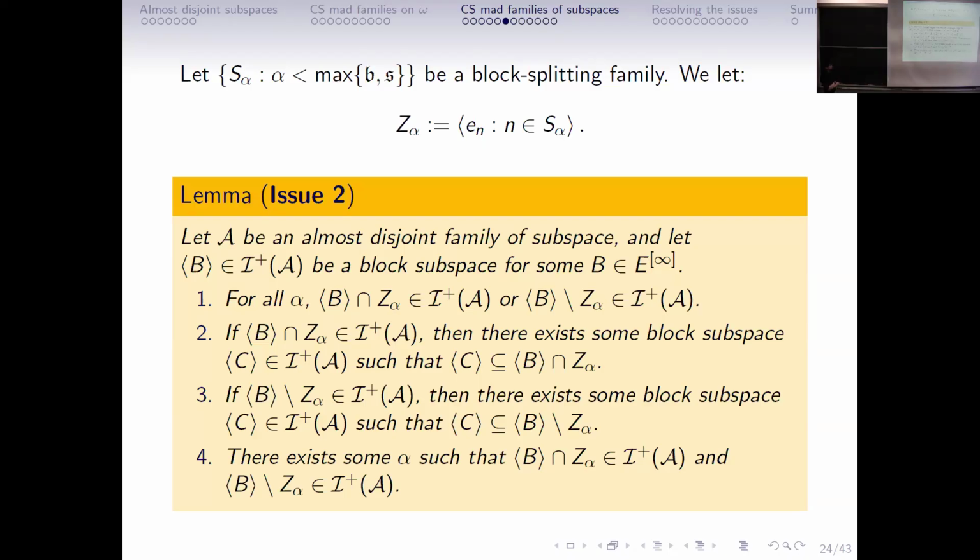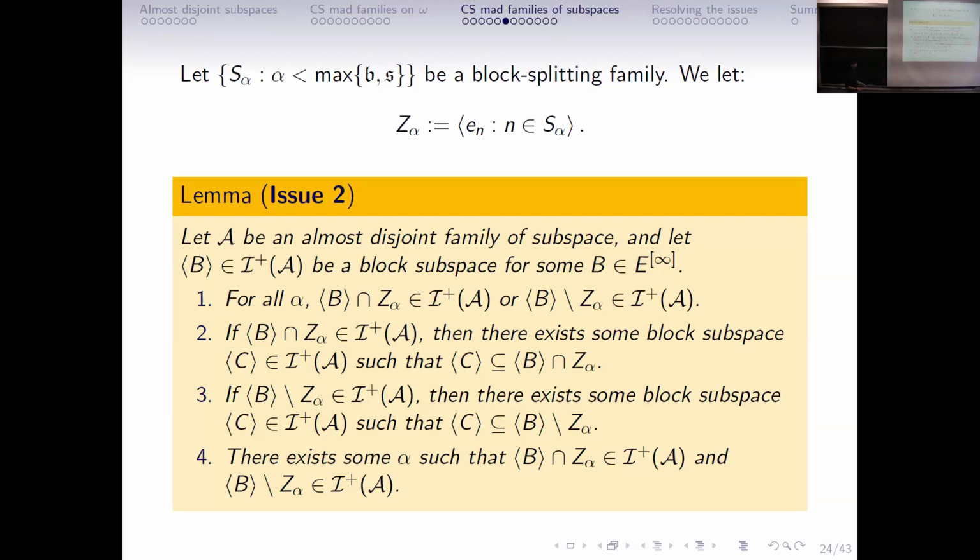As for 2, 2 says that if B intersect Z alpha, so this is an intersection of block subspaces, is positive. There's a very good reason why I introduced block subspaces, because they're easier to work with. It's not clear whether the intersection of block subspaces is a block subspace. But what this lemma tells us is that that's fine, it doesn't matter, because if B intersect Z alpha is positive, then we can refine this intersection to a block subspace while staying positive.